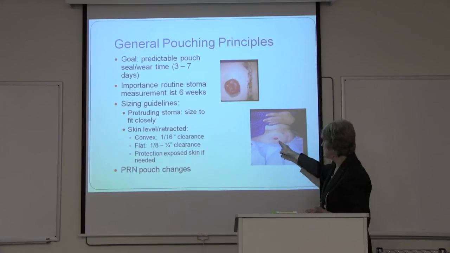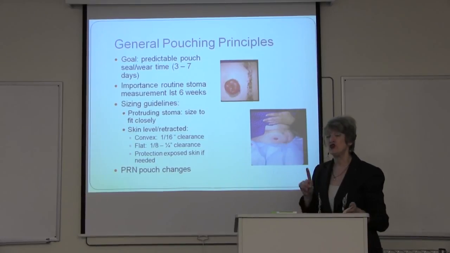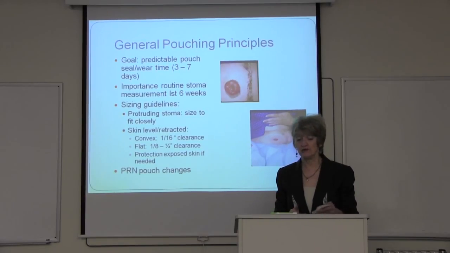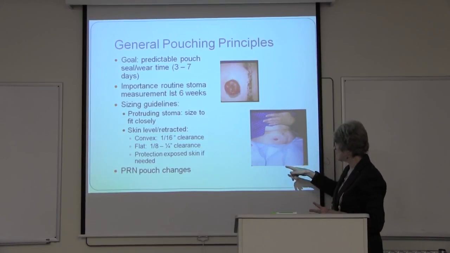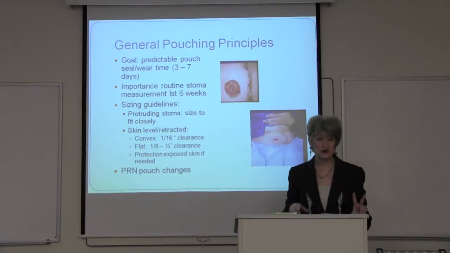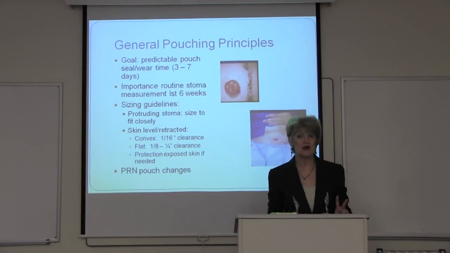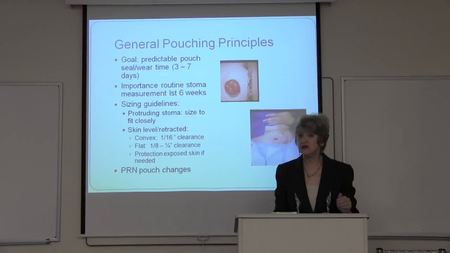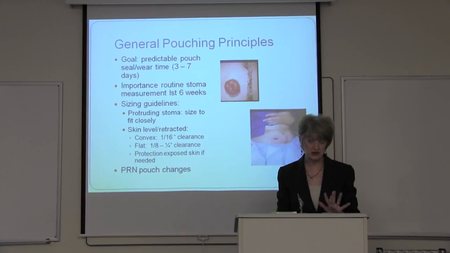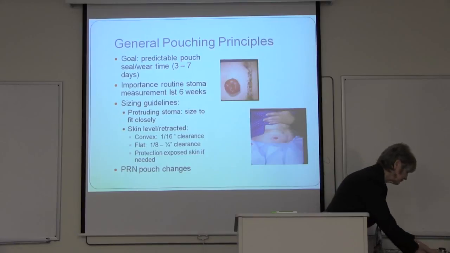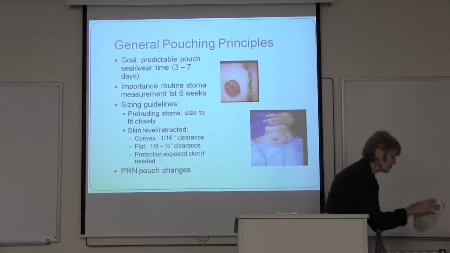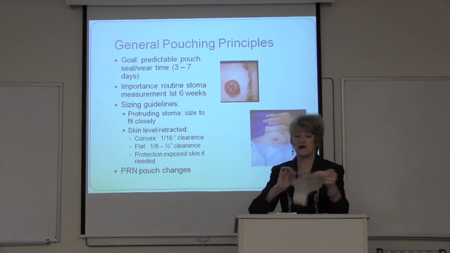But if your stoma is skin level or retracted, you need more clearance in general. When you have a stoma that's skin level or retracted, you basically have two choices when it comes to pouching. We will talk in more detail in the next class about those choices and how you decide which of these is best for this patient. So I'm just going to talk in general right now. But one option is to use a convex pouch.